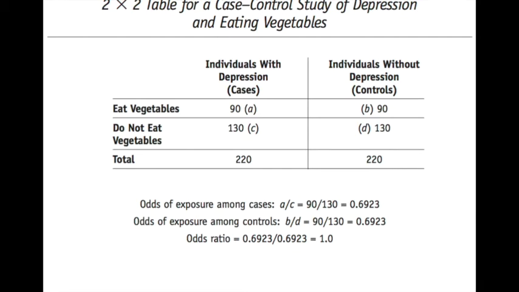In summary, an OR greater than 1 suggests that an exposure is a possible risk factor for the outcome. An OR less than 1 suggests the exposure is a possible protective factor for the outcome. Finally, an OR equal to 1 suggests no association between the exposure and the outcome.